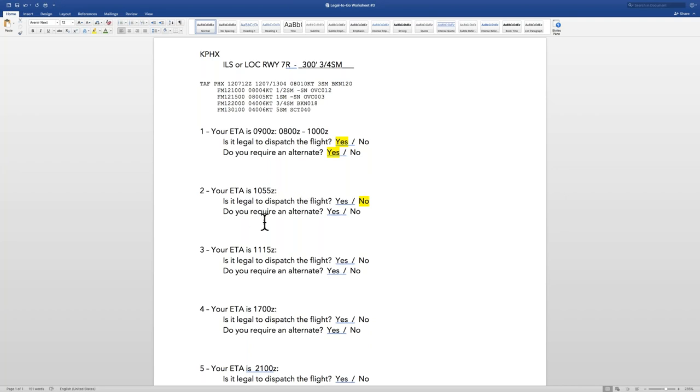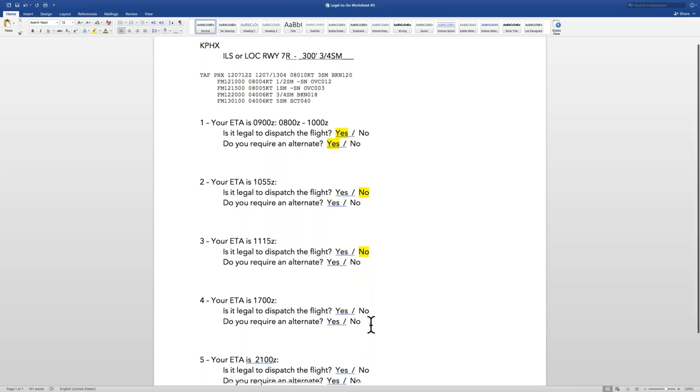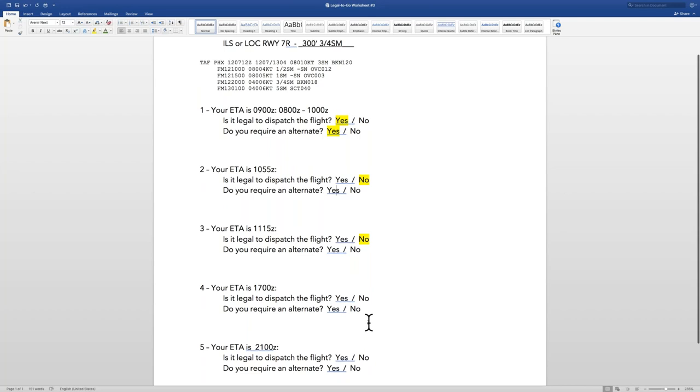So, let's see. Eric, your ETA is 1115 Z. Are we legal to dispatch this flight? No, because it falls on the second line, and it's only half statute mile visibility. Yep, exactly. So this falls in the same category as that one. It's not legal to dispatch. We don't care if it requires an alternate, right? Okay, right. Good.